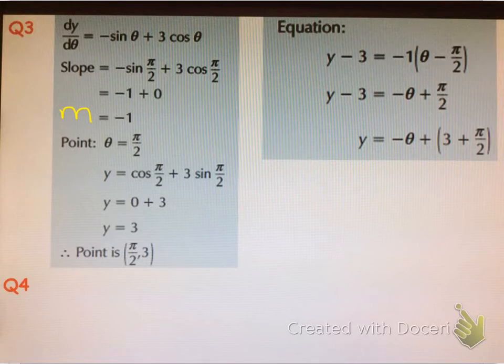So you now have a point, and you have the slope. Therefore you have the equation of the line. So the equation of the line is going to be in terms of theta and pi. Alright, and you'll get out y is equal to minus theta plus 3 plus pi over 2.